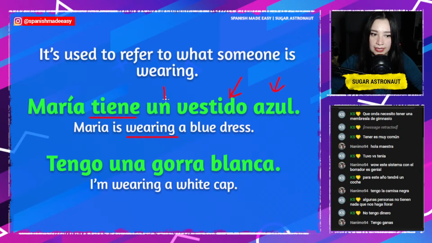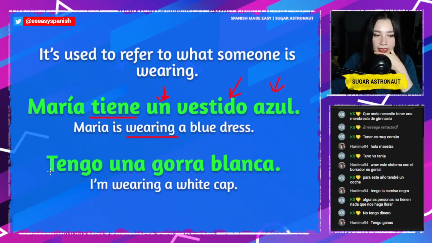Remember, un means a. Oh my God, my arrows. Okay. There you go. That's a great arrow right there, okay? So yeah. María tiene un vestido azul. María is wearing a blue dress.